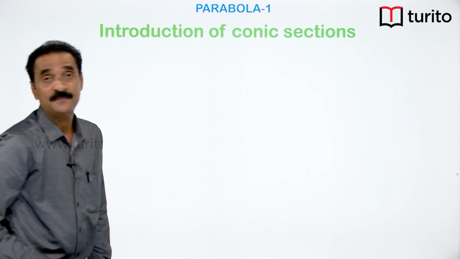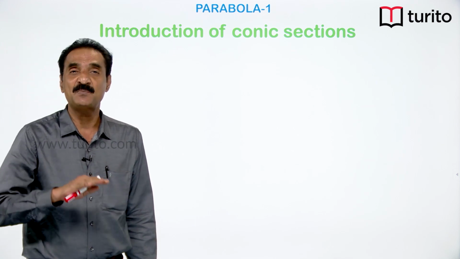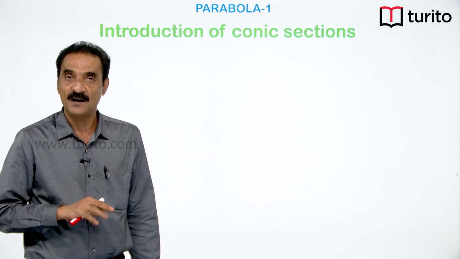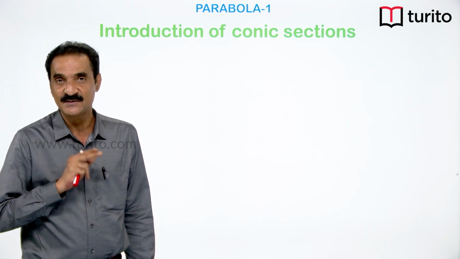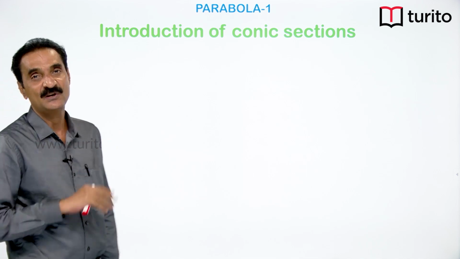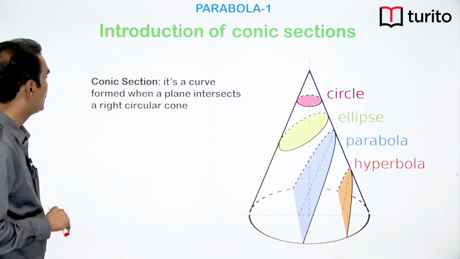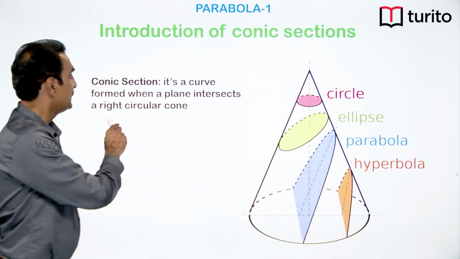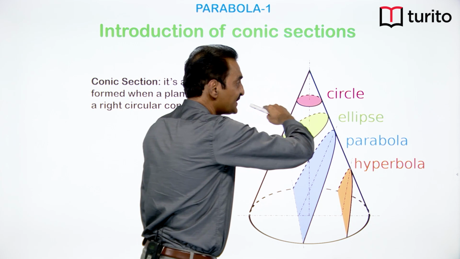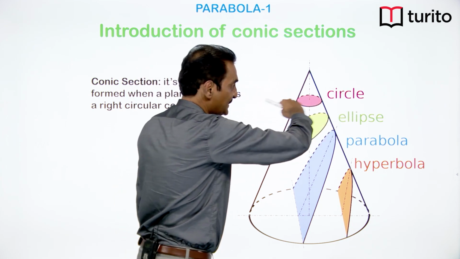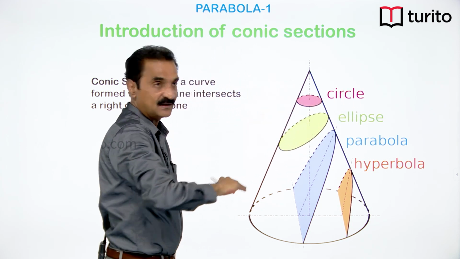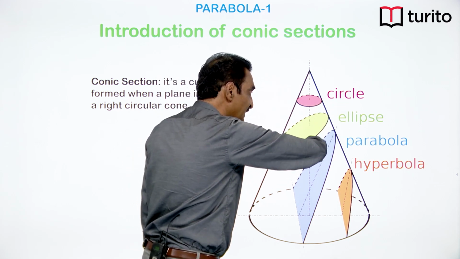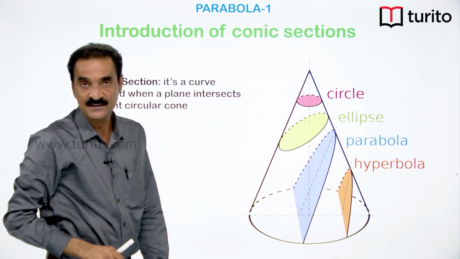The sections of a cone, when it is cut by a plane with different positions, are called conic sections. Let us see the different sections of a cone by a plane. This is a right circular cone. If a plane intersects this cone like this, then you get a circle. If the plane intersects the right circular cone in this way, then the cross section is an ellipse.